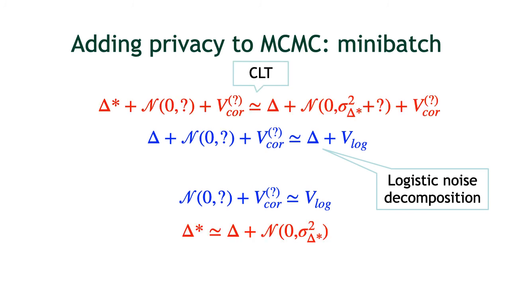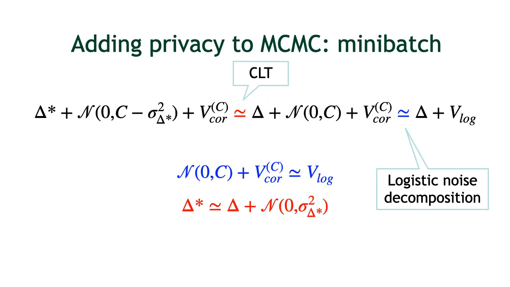That gives us something like this, which still looks messy, but the only thing missing now are the variances. So let's fix those as well. Matching the variances, we finally end up with these two approximations, the first based on the central limit theorem, and the second on this logistic noise decomposition. And with that, we're actually done.